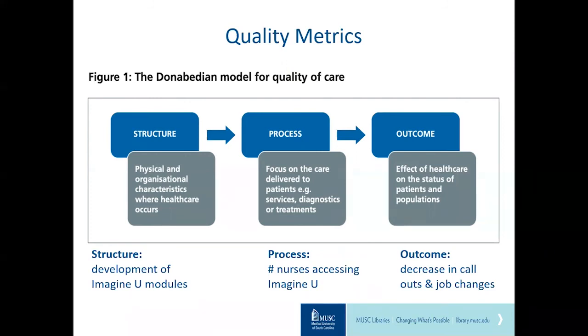Finally, outcome metrics include those that highlight the effect of the intervention. So in our practice scenario, a good outcome metric might be decreases in job call outs and nursing call outs, and then also nursing turnover rates.